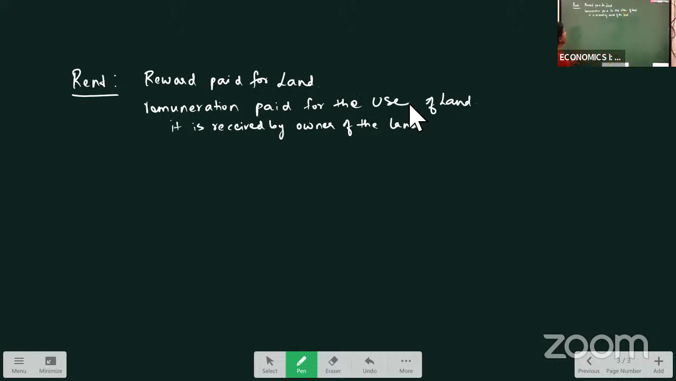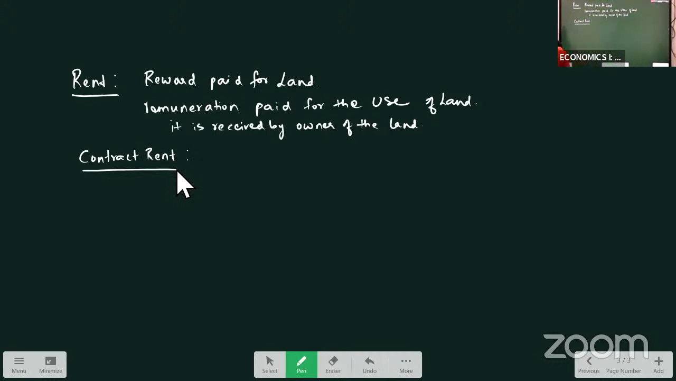So see, what is rent? It is a reward paid for the land, or we can write it as a remuneration paid for the use of land. It is received by the owner of the land. That is called rent. Now, there are two concepts of rent: one is contract rent and the other is economic rent. These are important for your 2 marks.